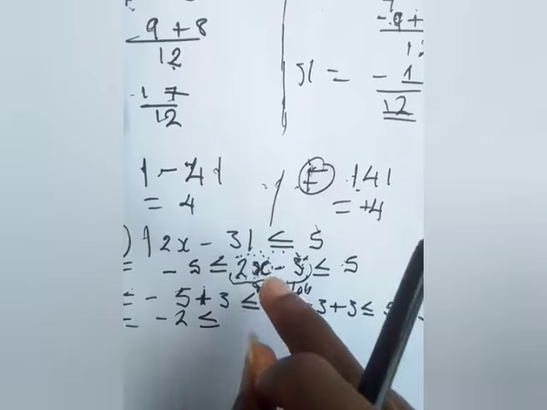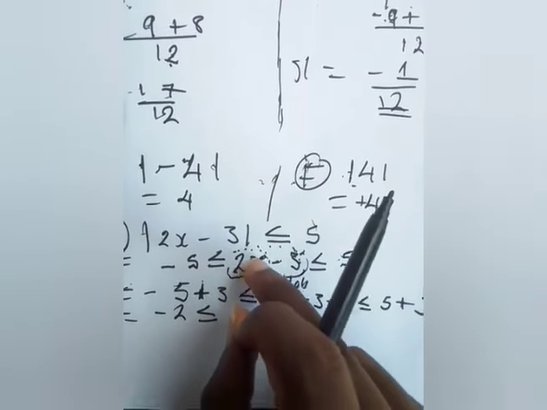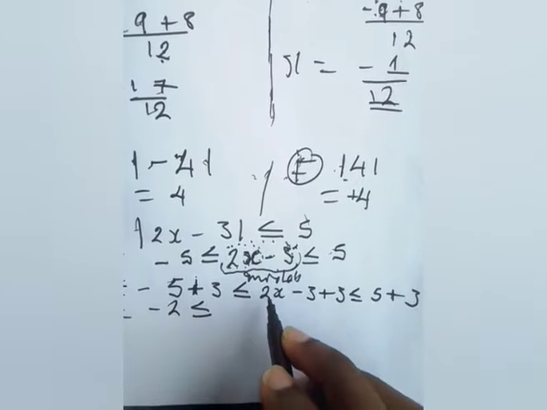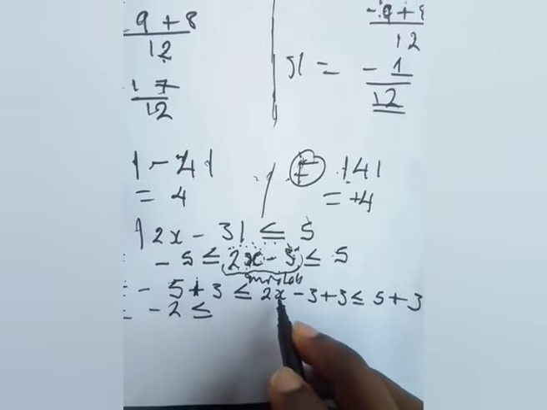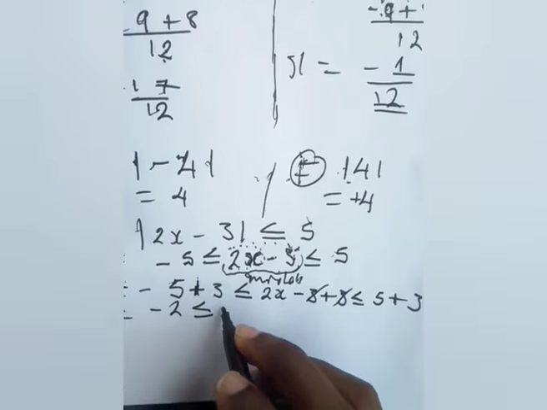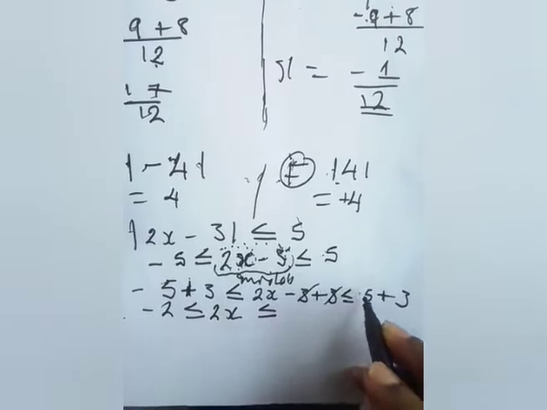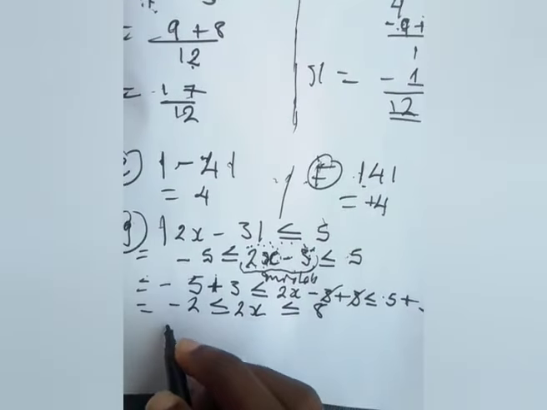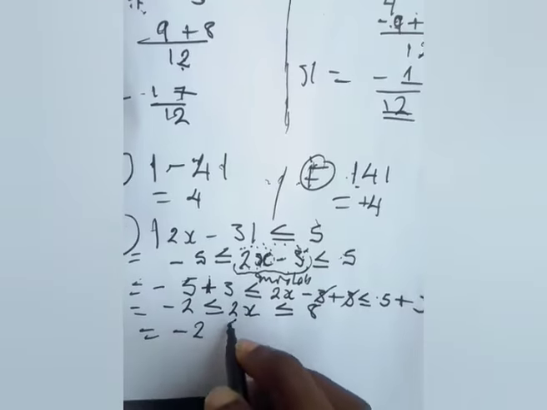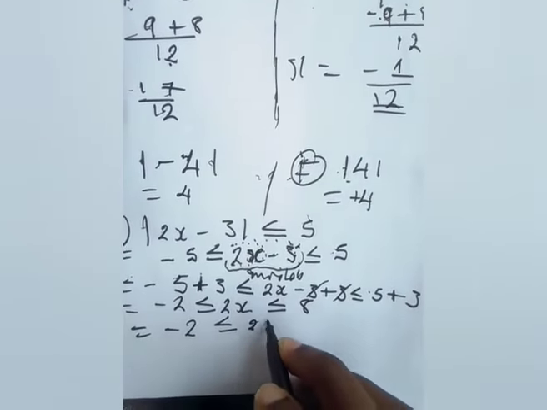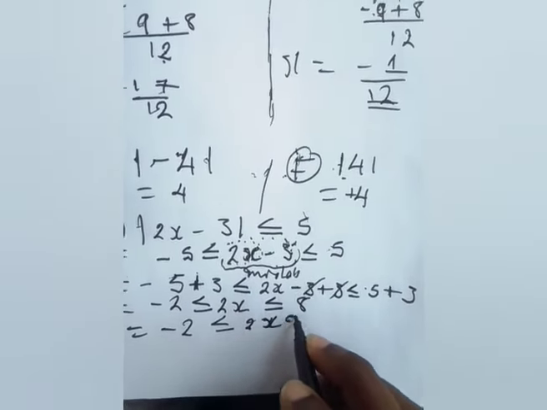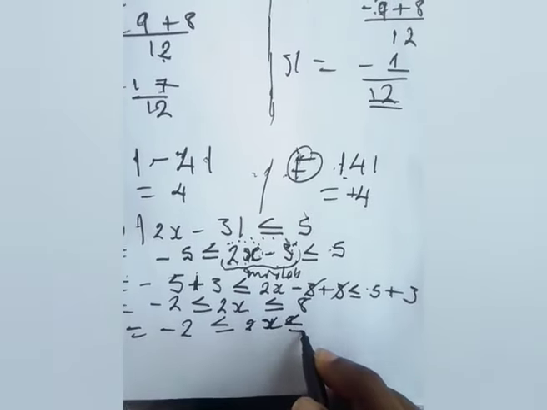And I'll show you how we are going to get rid of the 2x. So let's simplify this part here. So at the middle part, this will cancel, right? And you just remain with 2x. And then less than or equal to 5 plus 3, that will be 8. And then here we have negative 2 less than or equal to 2x, 2x less than or equal to 8.